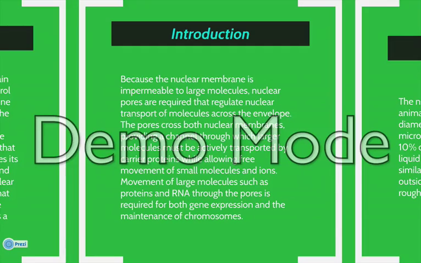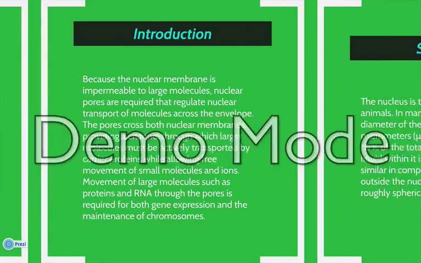Because the nuclear membrane is impermeable to large molecules, nuclear pores are required that regulate nuclear transport of molecules across the envelope. The pores cross both nuclear membranes, providing a channel through which larger molecules must be actively transported by carrier proteins, while allowing free movement of small molecules and ions. Movement of large molecules such as proteins and RNA through the pores is required for both gene expression and the maintenance of chromosomes.